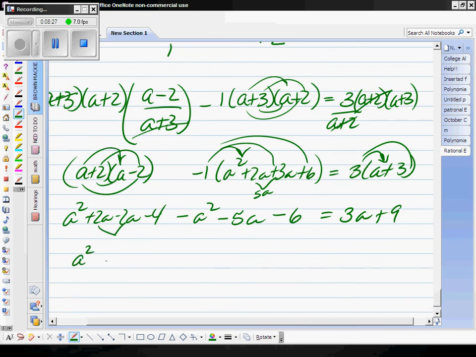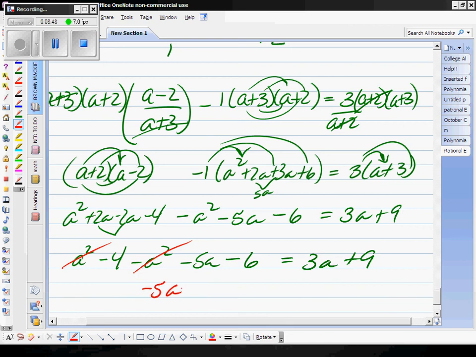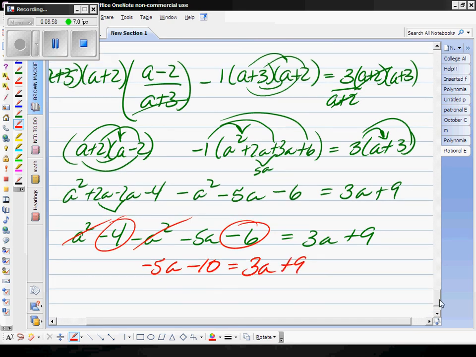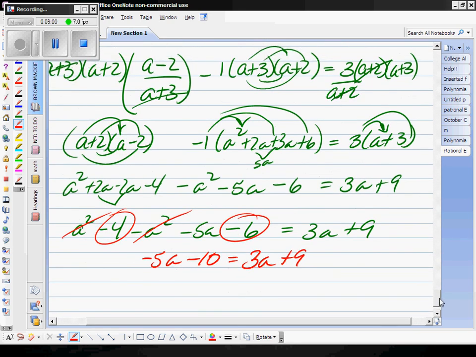That makes 0. So I have a squared minus 4 minus a squared minus 5a minus 6 equals to 3a plus 9. So actually my a squareds cancel out, right? And then I am left with negative 5a, and then I can combine together negative 4 and negative 6, which will give me a negative 10 equals to 3a plus 9. Okay?